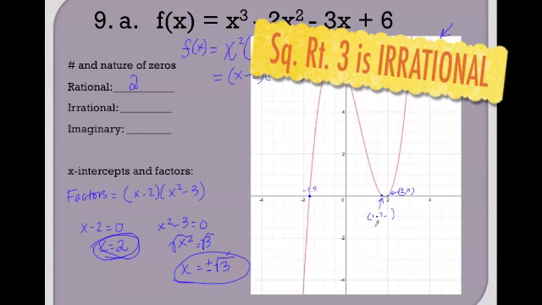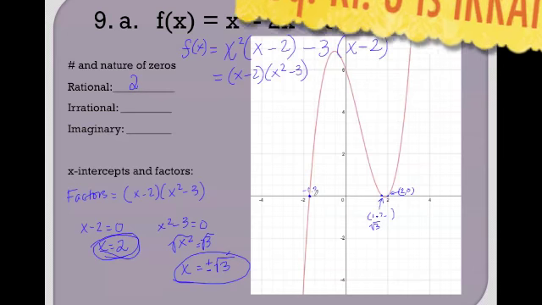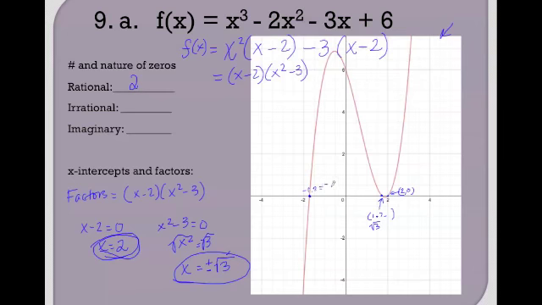So it is actually the positive square root of 3, and this one is the negative square root of 3. So both of those are irrational numbers. And there are no imaginaries. So our x-intercepts are negative square root 3, 0, square root 3, 0, and 2, 0.